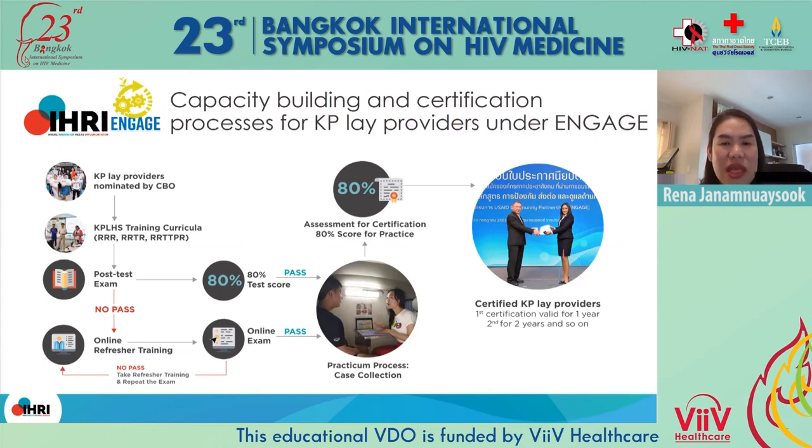If they are successful in collecting a certain number of cases, they have to be assessed for certification, and the passing score is 80%. Upon completion of the certification, they will be granted a certificate. The first certification will be valid for 1 year, and the second certification will be valid for 2 years, and they will have to be extended for the next certification round in order to ensure the quality of the key population-led health services.